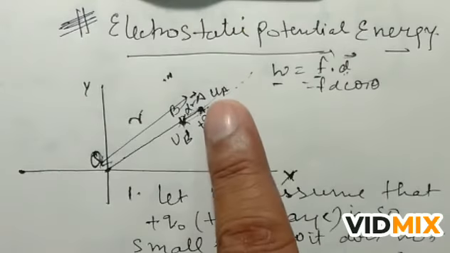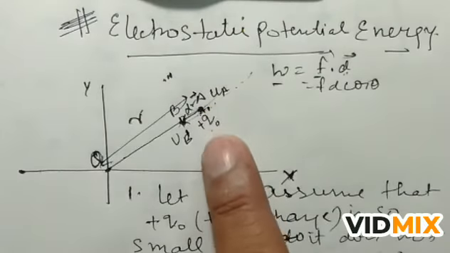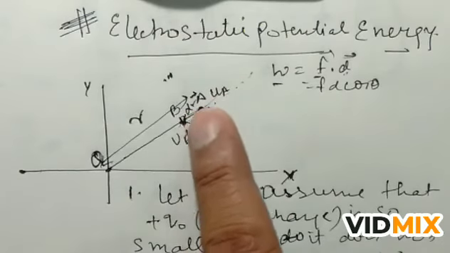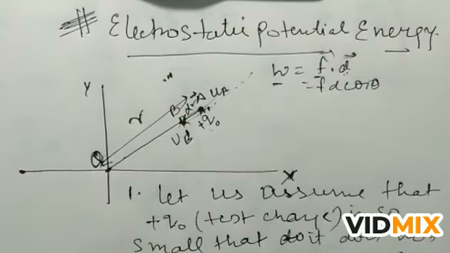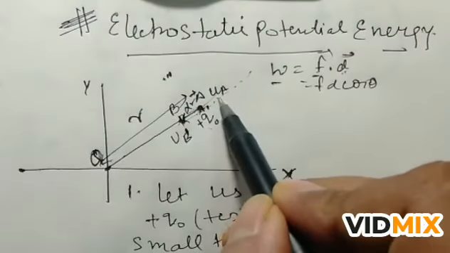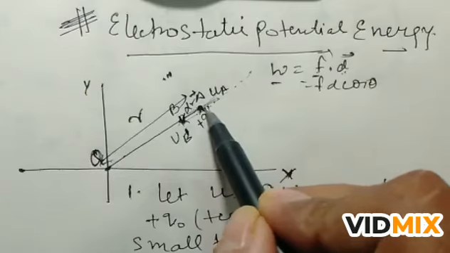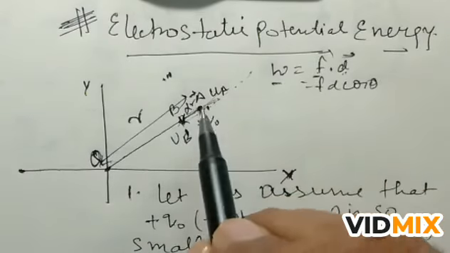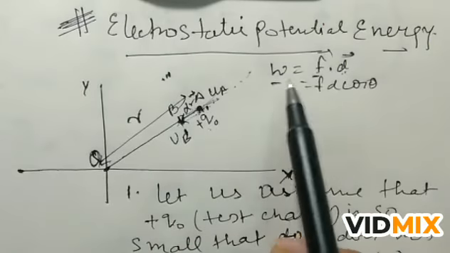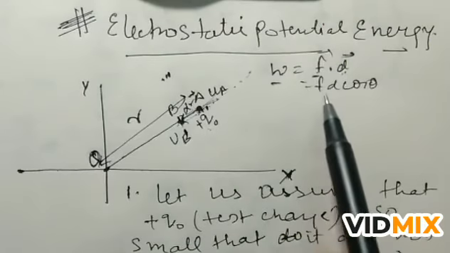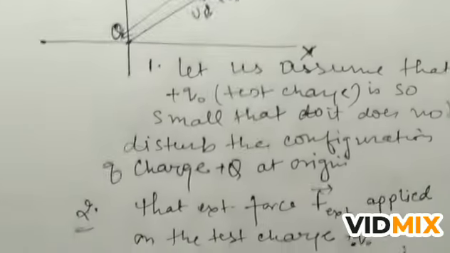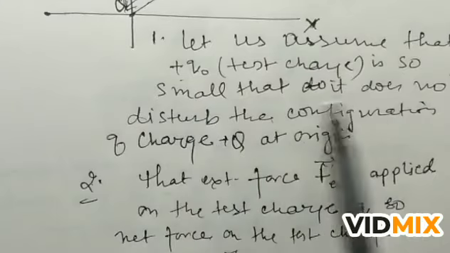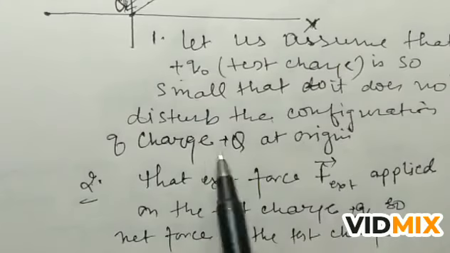Now in the field, if there is a test charge at point A and it is brought to point B, with a small displacement dr, some work is required to push this charge inside the field from point A to point B. The amount of work done will be found with the help of the relation W is equal to F dot d. And here we assume that the test charge is so small that it does not disturb the configuration of the charge Q at the origin.